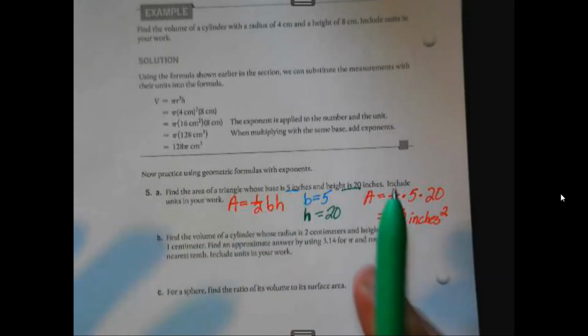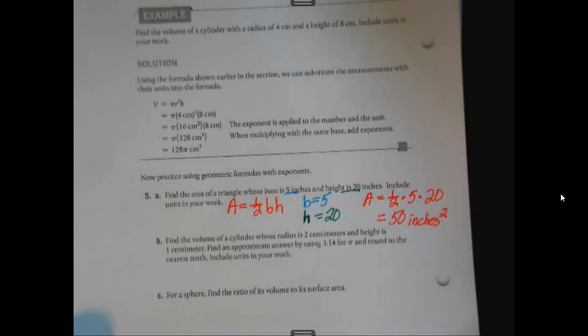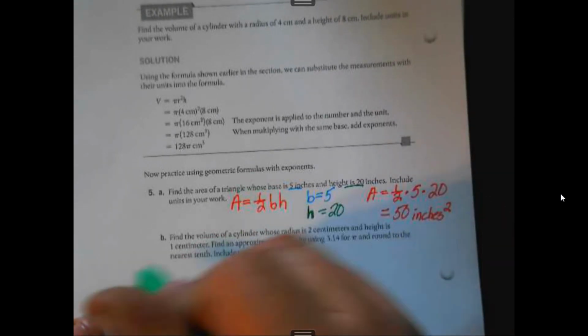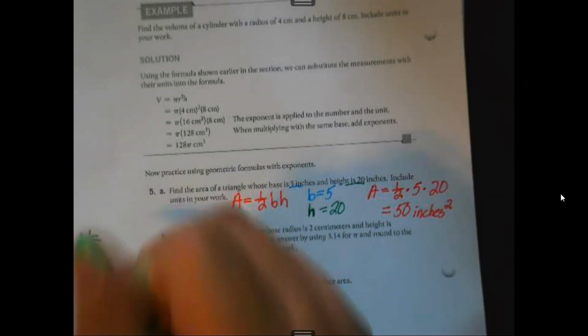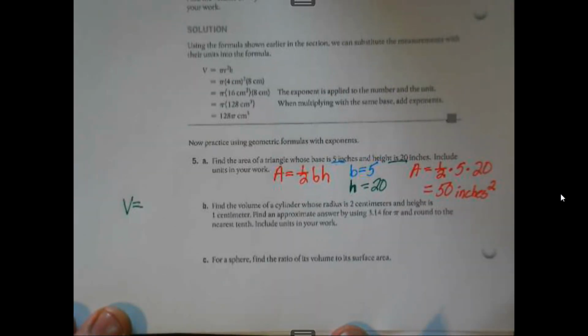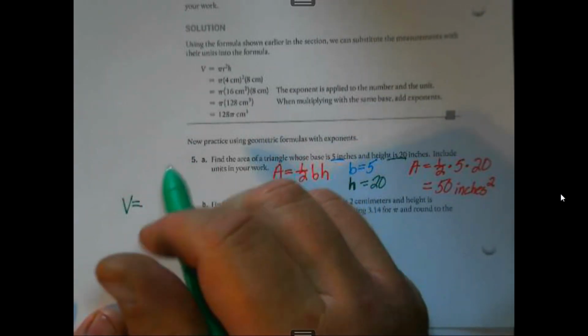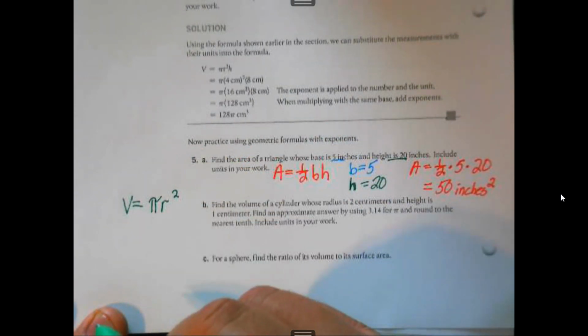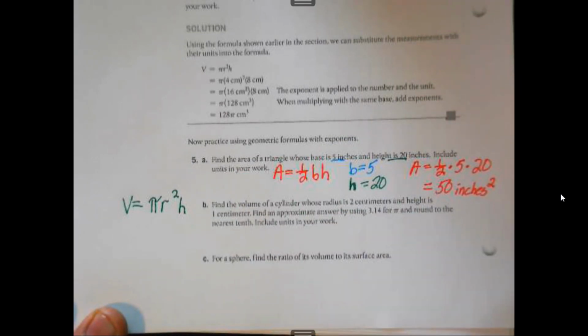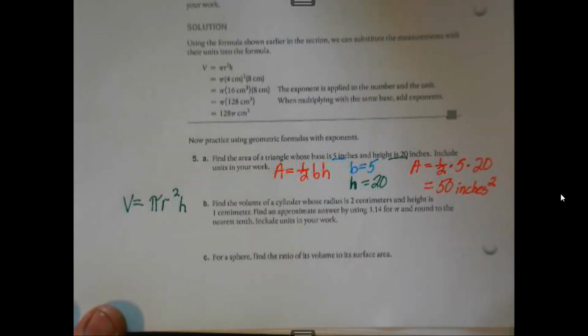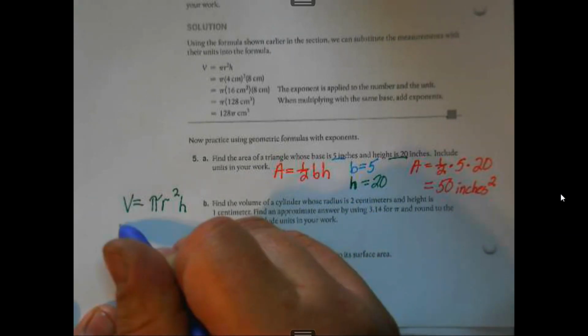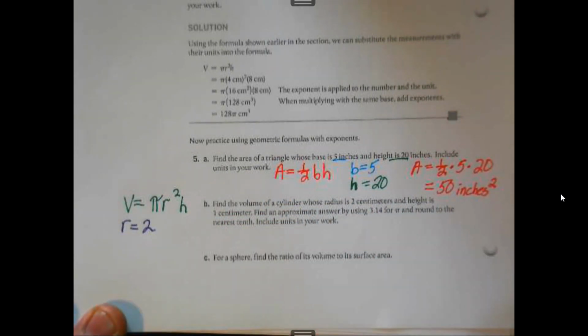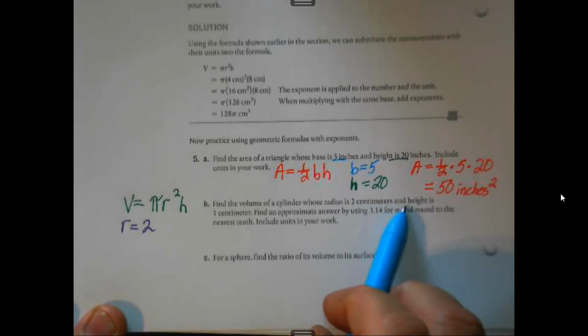Find the volume of a cylinder. So I'm going to go back and look at my volume of a cylinder. I'm going to go back to the sheet. Volume of a cylinder equals pi r squared times h. Let's see what they give us. Radius is 2. Height is 1.